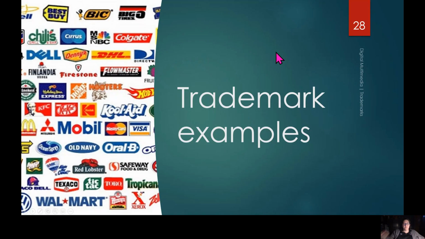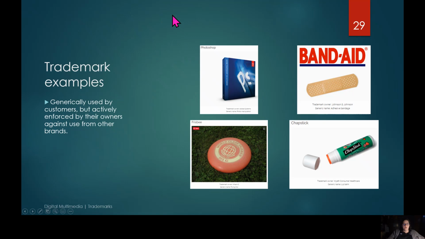Trademarks. So trademark examples. So here is a whole page of a lot of trademarks you've probably seen somewhere along the way. So as we talked earlier, trademarks can expire. They can also be considered generic. So trademark examples that are generically used by customers, but actively enforced by their owners against use from other brands.